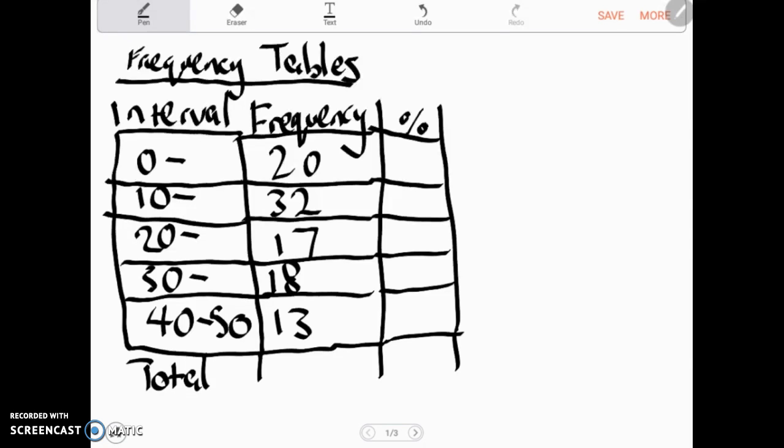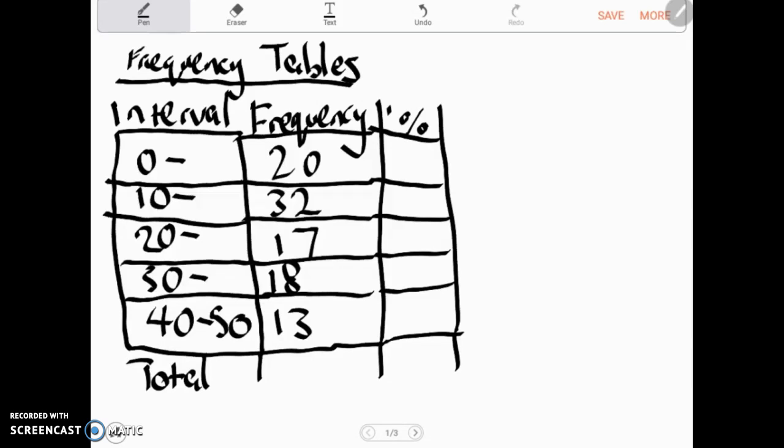Hi guys, so today we're going to be talking about how to read frequency tables, and I've taken the time and just pre-drawn them for you guys. So all a frequency table does is it tells us the frequency that data points appear within a certain interval. So here on our data table we have our interval, we have the frequency that data points appear within that interval, and we have a percentage.